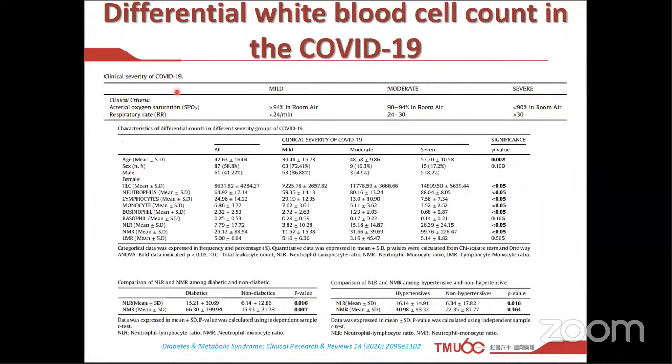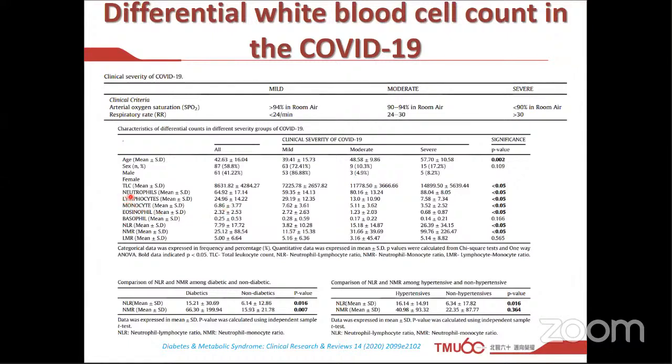Okay, we studied the difference in the white count of those three populations, and you can see that the total leukocyte count for the mild group is 7,225, compared to severe, which is nearly double. So you can tell that even in the peripheral blood, the white count is increased. That's an index of inflammation, systemic inflammation in the patient. Okay, let's look at each leukocyte subtype in this data.